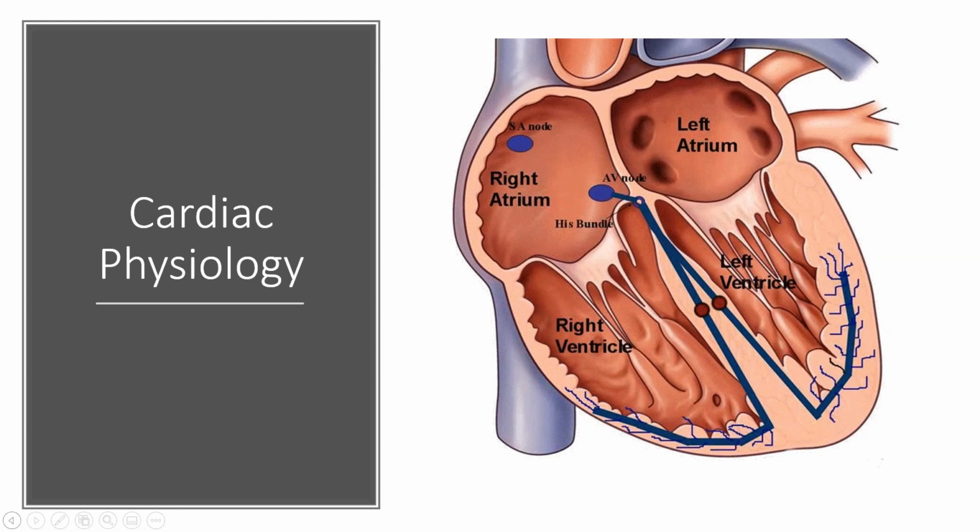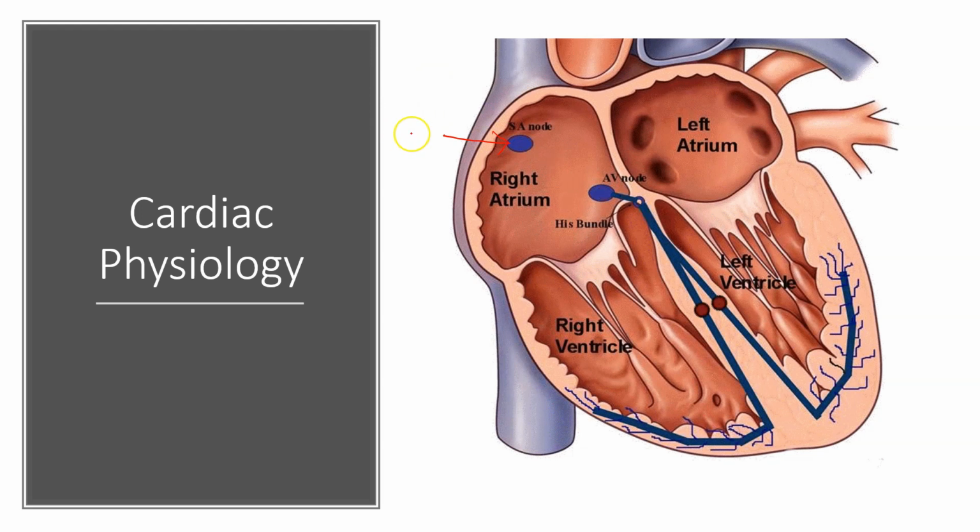This is going to be a brief overview of the cardiac physiology, the electrical conduction system that we want to take a look at in the heart. So our first thing to bring up is that we have to remember what the pacemaker sites are. This is going to be one of our first pacemaker sites that we'll take a look at. This is the SA node.